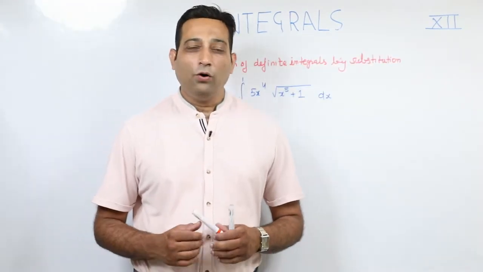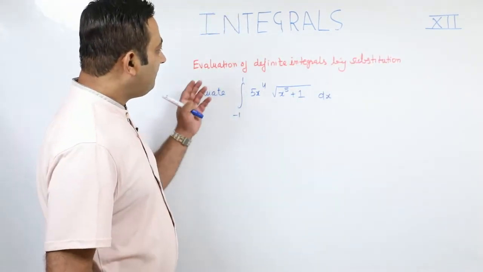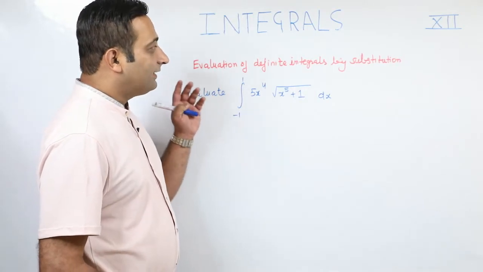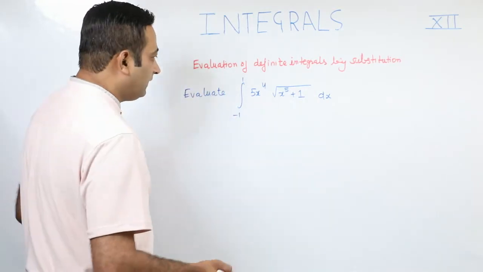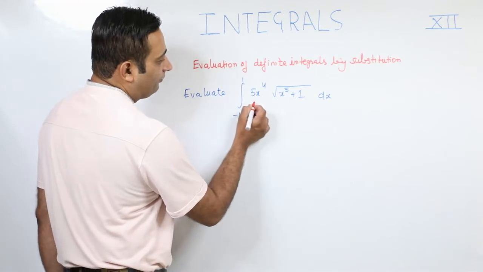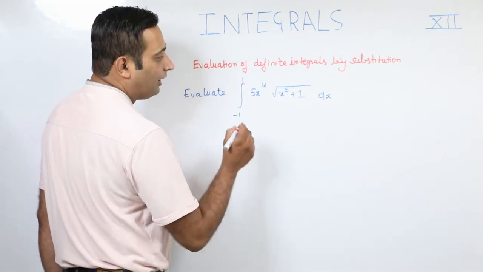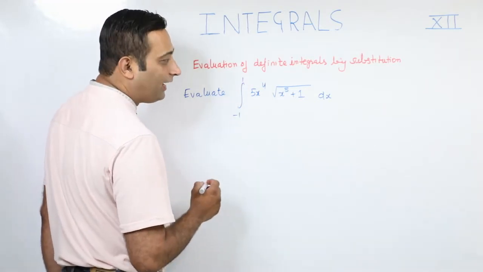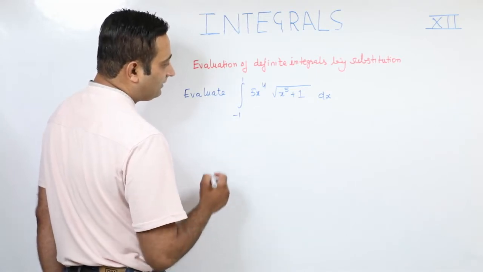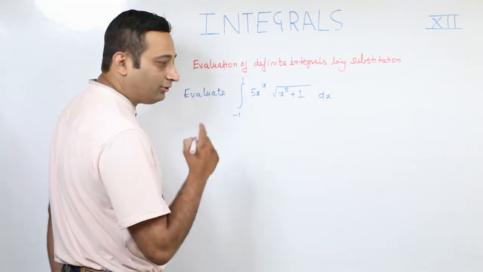Dear students, now we'll try to find some integrals by the method of substitution. Now we can see that the question is the integral of 5x raised to the power 4 under root x raised to the power 5 plus 1 dx, with limits from minus 1 to 1.